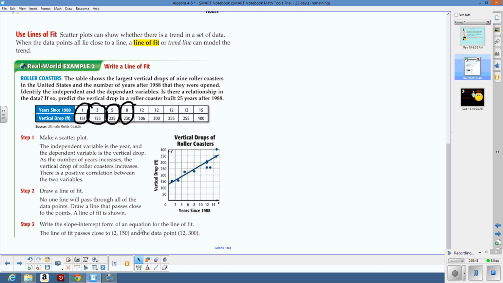Write the slope-intercept form of an equation for the line of fit. The line of fit passes close to 2,150, which is right there. And it also goes through the data point of 12,300. Goes through that point right there. So we're going to use those 2 points to write an equation of the line of fit. So if these are our 2 points, 2,150 and then 12,300.